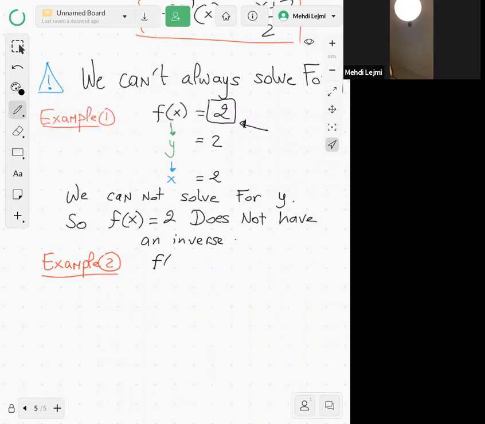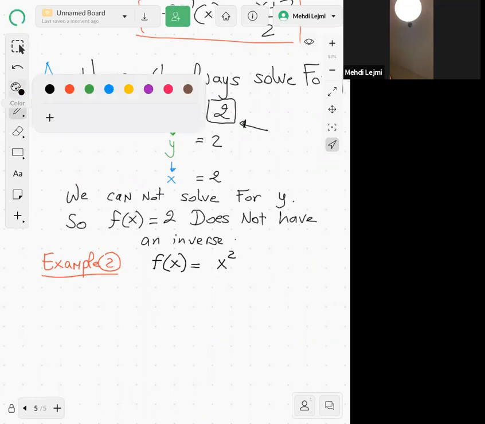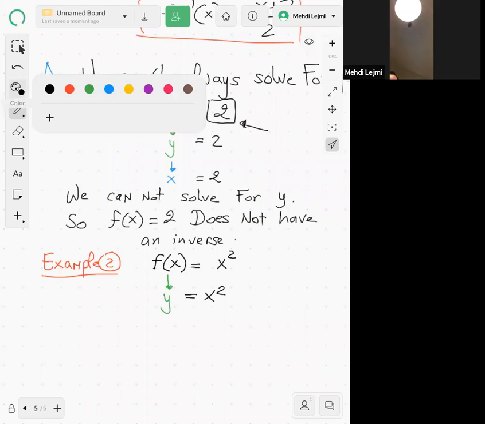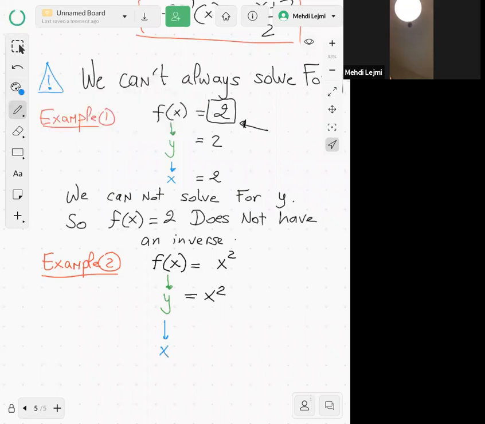Let's say f of x is equal to x squared. As usual, you're supposed to replace f with y. So y is equal to x squared, right? And then you're supposed to interchange x and y. So this y becomes x and this x becomes y, so it's y squared now. x is equal to y squared.